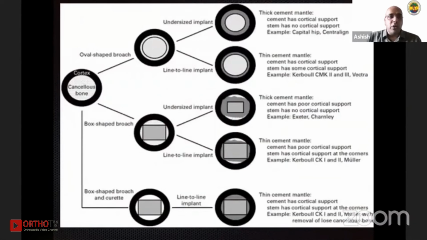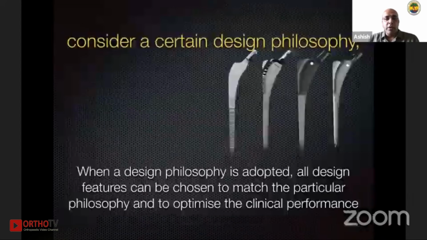This is just a graph which is showing you, and to take you through it very quickly. There's a cancellous bone. If you have an oval shaped broach, as you see on the top, and you have a thick cement mantle, then it is a recipe for failure. Because both these stems failed. If you come to the bottom of the screen, if you have a box shaped broach and a thick cement mantle and a thin cement mantle, so if you have a thick cement mantle, stems like Exeter and Charnley, they did well because of the good cementing techniques. But if you have a thin cement mantle, you should make sure that you have as large a stem as possible, which would give some cortical support.